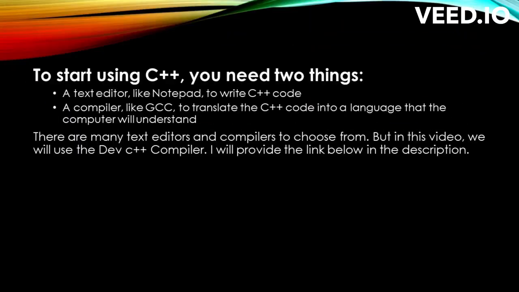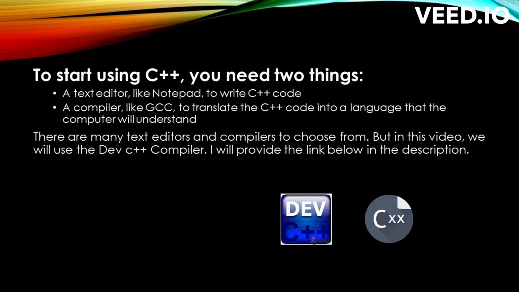To start using C++, we need two things. Number 1, a text editor, like Notepad, to write our C++ code. And number 2, a compiler, like GCC, to translate the C++ code into a language that the computer will understand. There are many text editors and compilers to choose from, but in this video, we will use Dev C++, which has both a text editor and a compiler. So don't worry, I will provide the link in the description below. And for Android users, you can use CXXDroid or any other compiler to run your code.